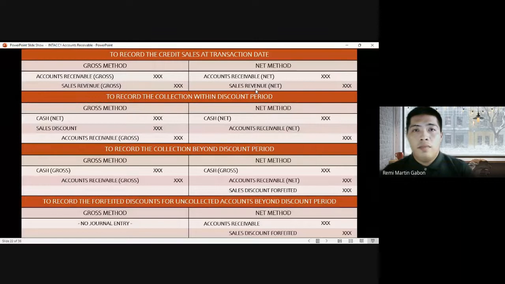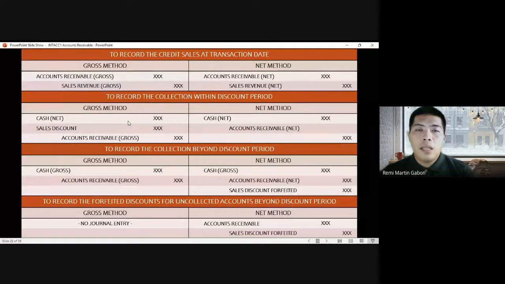Then to record the collection, if the collection is within the discount period, meaning within the period wherein the customers can still avail the cash discounts, under gross method, we take effect of the collection by simply crediting accounts receivable at the entire amount or gross amount. However, because the customers are availing the discount, we debit sales discount. Sales discount is treated as a contra revenue account. Okay, contra revenue account. And then our debit to cash is the net amount, the gross amount of collectibles minus the sales discount. So net amount na yung debit natin sa cash.